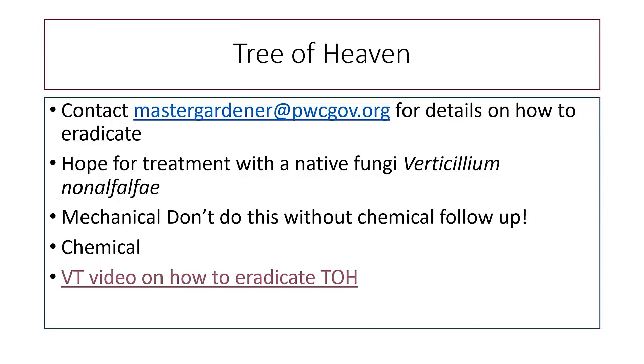There is a biological control on the horizon, a native fungus, Verticillium nonalfalfae, that may cause a verticillium wilt in the tree, and tests on that are currently being done. It looks very promising, so that we could have a native fungus that could potentially do away with our tree of heaven problem. But that's just in the approval process now. That's on the horizon, but it's not here yet. So mechanical removal of the tree is really important, but it has to be done with chemical follow-up.